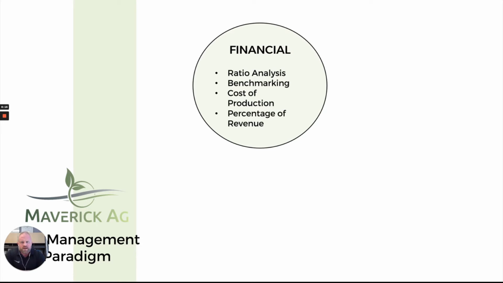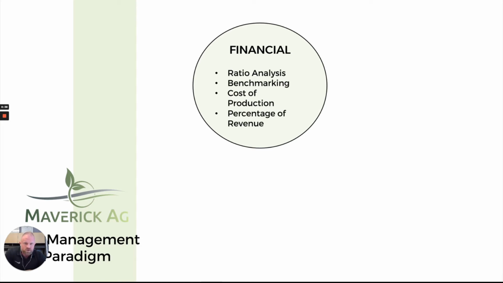In terms of the risk management paradigm, we start with financial risk. We do an extensive review of ratio analysis, including financial institution ratios, as well as internal ratios that we believe you should be hitting. Then we compare to benchmarking. We put your farm up against farms of a similar size or similar competitive nature to identify where you may be lacking. Cost of production.